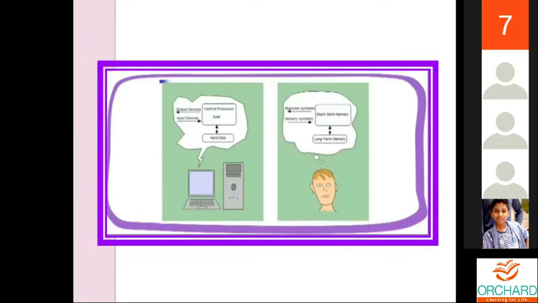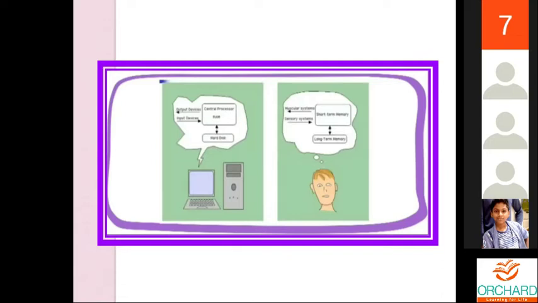So like the human brain, human memory, the computer also has two types of memory, short-term memory as well as long-term memory. Short-term memory saves the data for a short period of time. So we can say RAM is an example, and long-term memory saves the data for a long period of time. We can say hard disk is the best example.